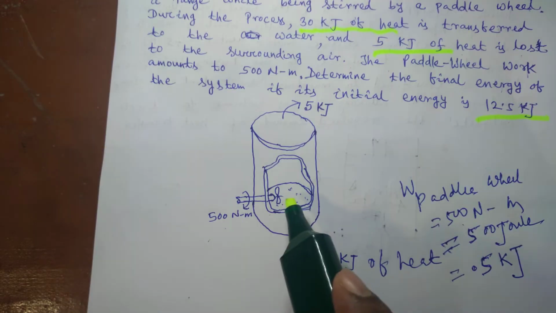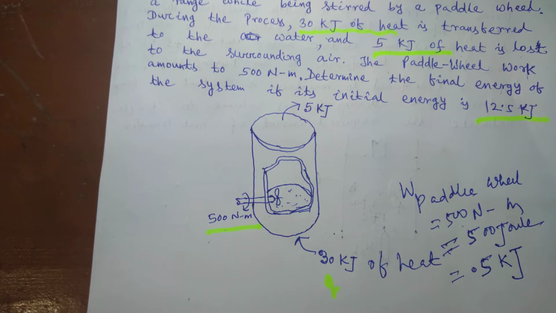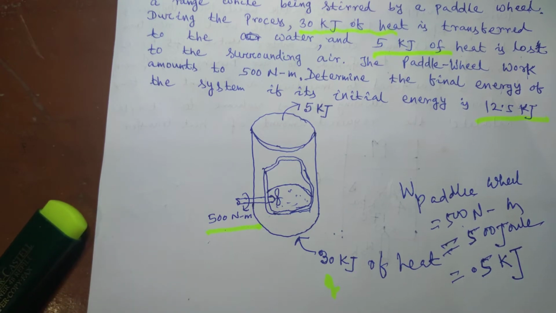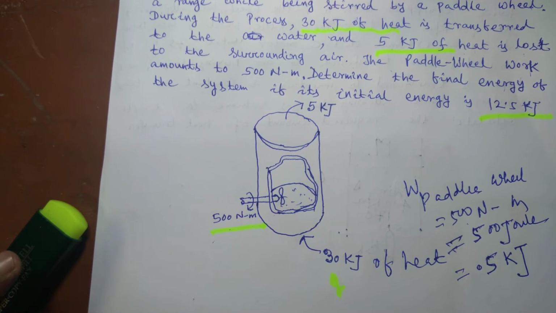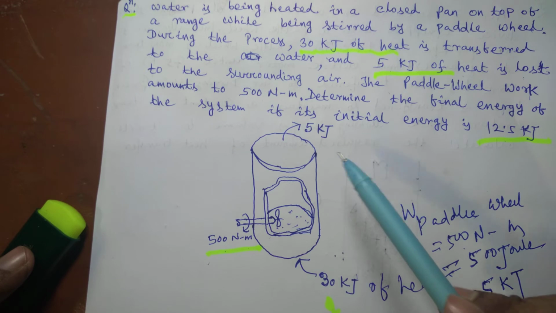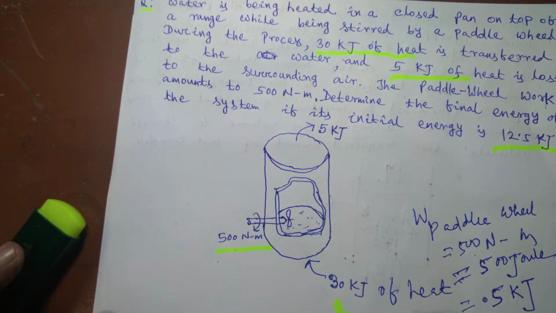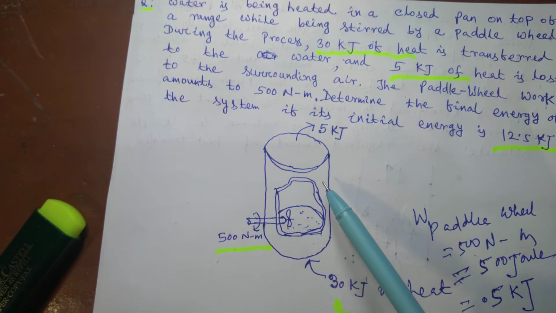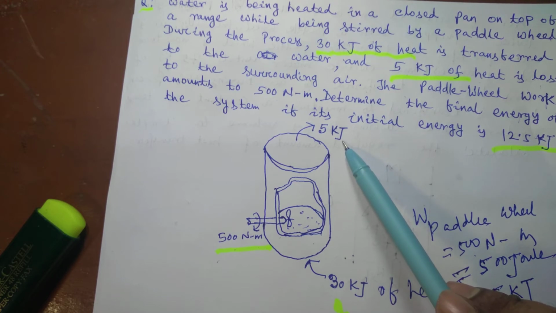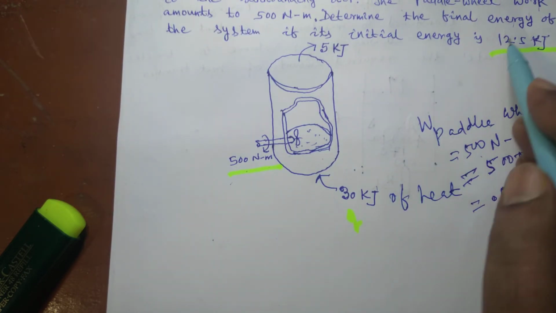paddle wheel work that is given into the system is 500 Newton meter. So find out the final energy of the system if its initial energy is given. This is initial energy. In fact, there are two heat interactions and one work interaction that takes place. Two heat interactions: 30 kilojoule of heat is supplied to the water, and after water gets heated, it transfers 5 kilojoule of heat to the surrounding air. So we have to find out the final energy.